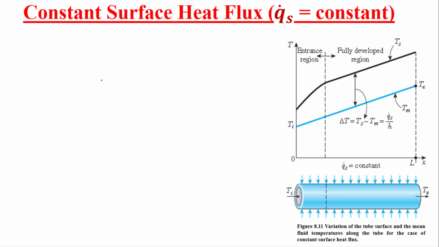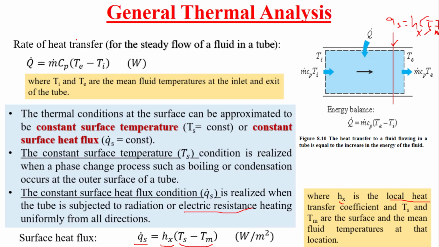Let's start with the first scenario, constant surface heat flux, Q dot s is equal to constant. Here in this example, we have this tube. We have flow entering at the inlet. Of course, you noticed earlier that we did not write T inlet mean or T exit mean. So whenever you see these symbols, T exit, T inlet, that means we have the mean inlet and mean exit, so we drop the subscript m.